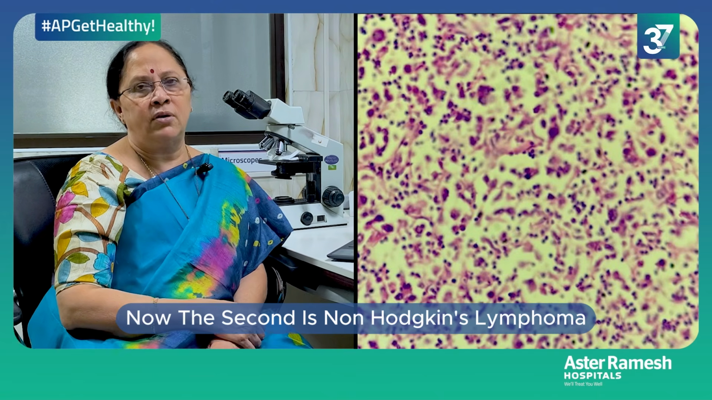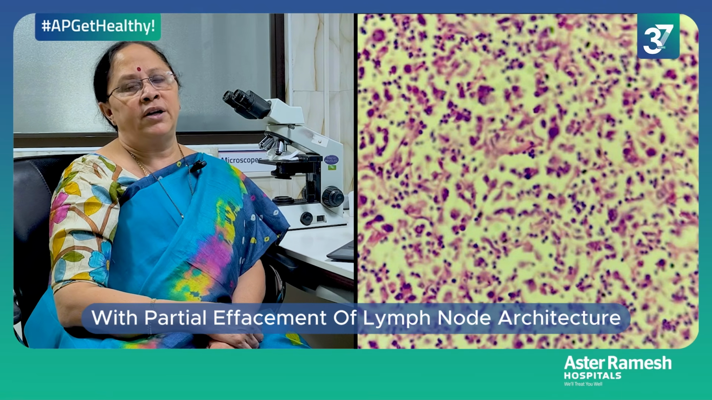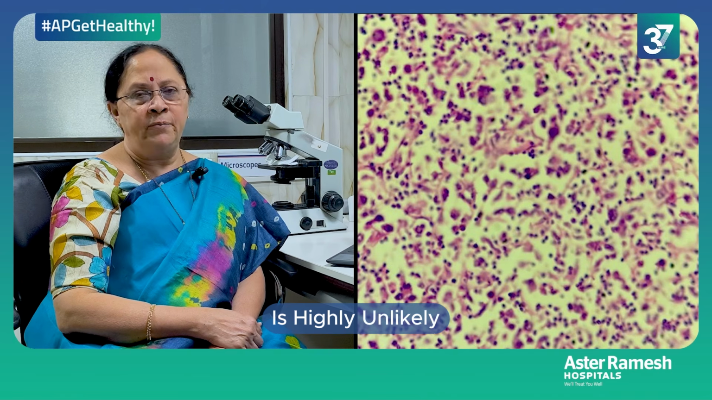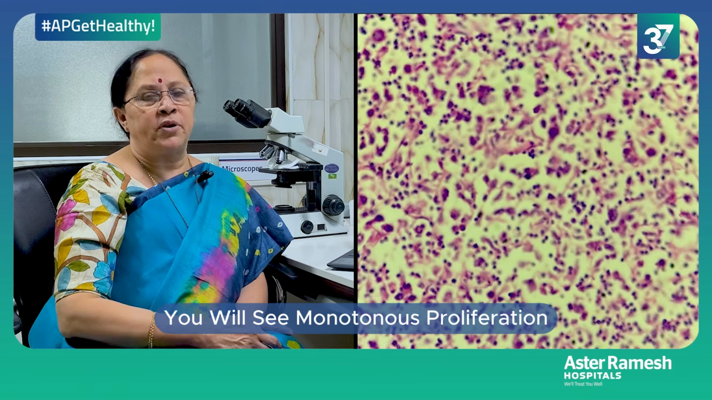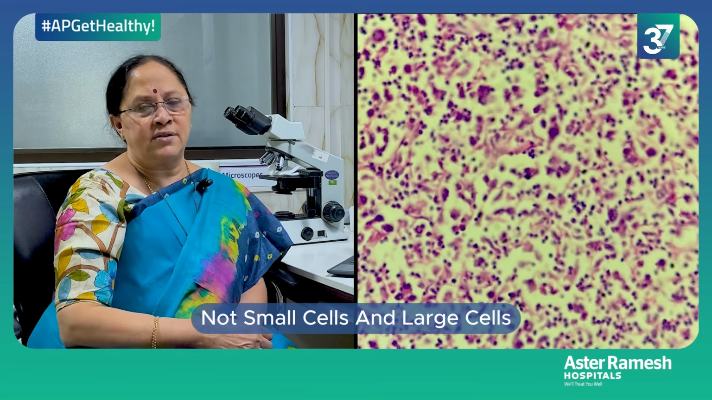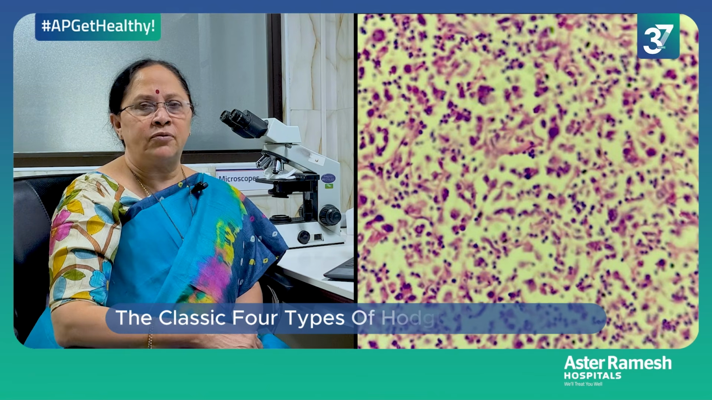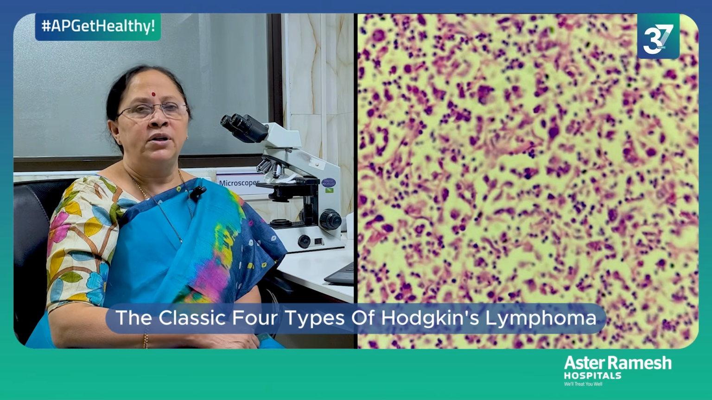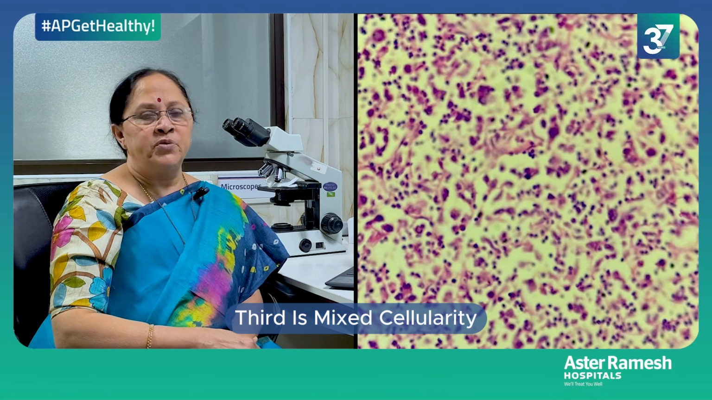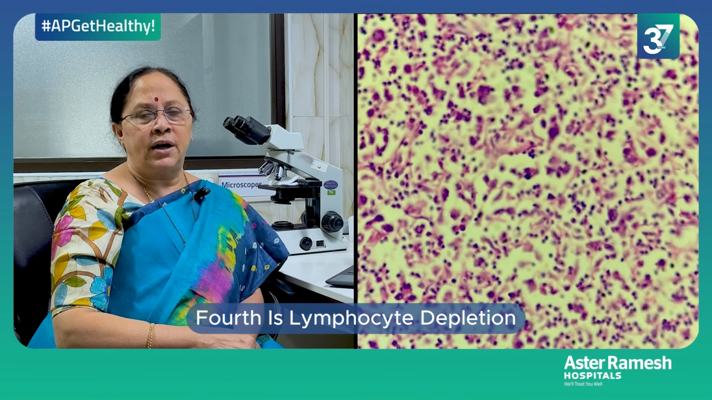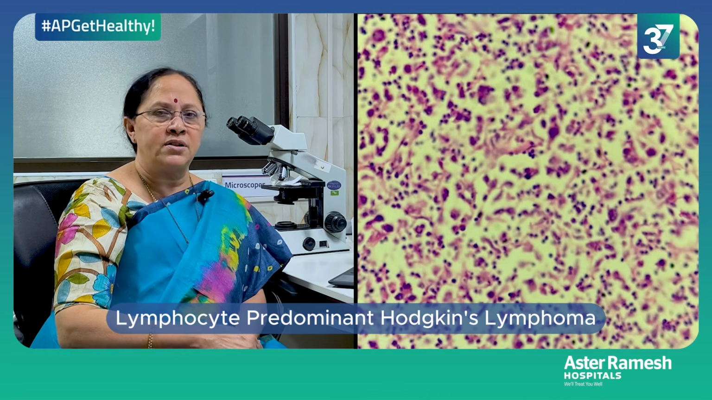Now, the second is non-Hodgkin's lymphoma. Non-Hodgkin's lymphoma with partial effacement of lymph node architecture is highly unlikely, and in NHL, irrespective of the grade of the tumor, you will see monotonous proliferation, not small cells and large cells. So that leaves us with Hodgkin's lymphoma. In Hodgkin's lymphoma, the classic four types, dear students, you all know: one is lymphocyte rich, second is nodular sclerosis, third is mixed cellularity, fourth is lymphocytic depletion, and then the other type of Hodgkin's lymphoma is nodular lymphocyte predominant Hodgkin's lymphoma.